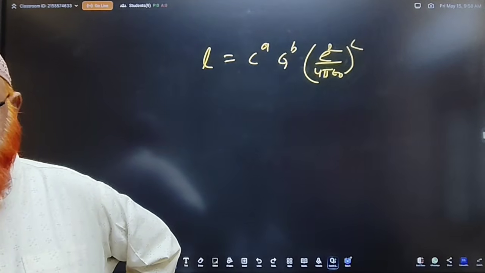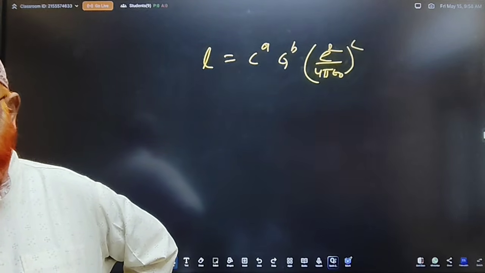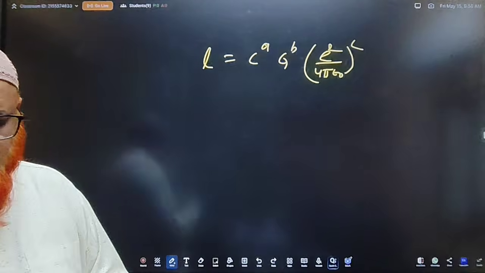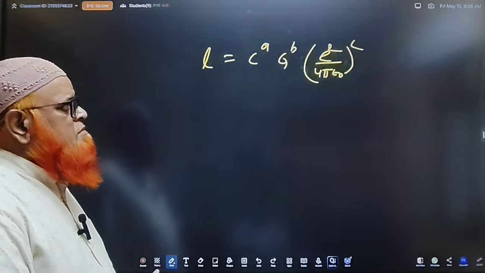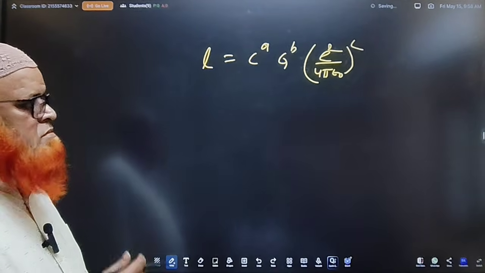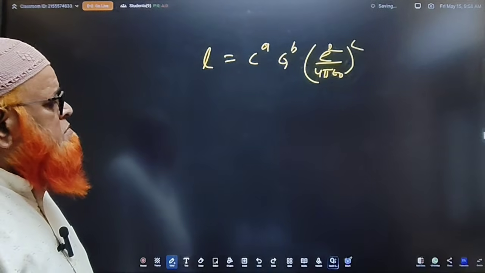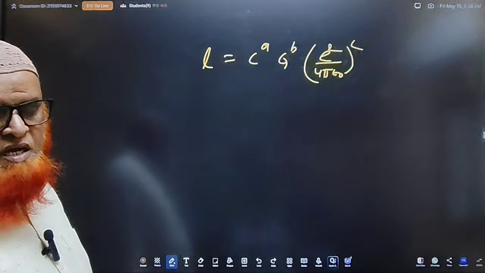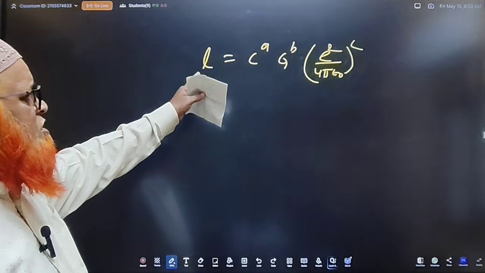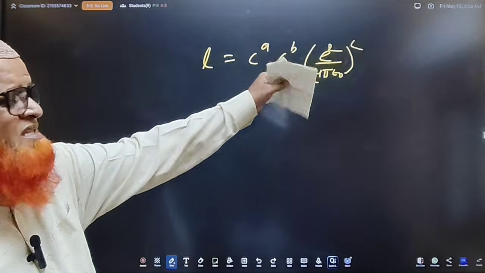Find the physical quantity of dimensions of length that can be found out of C, G and e square by 4 pi epsilon naught. Listen carefully to the question. C is the velocity of light, G is the universal constant of gravitation, and e is the charge. So how do we find the value of length in terms of C, G and that value?